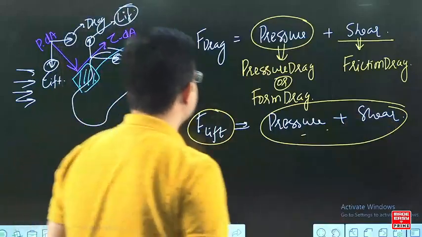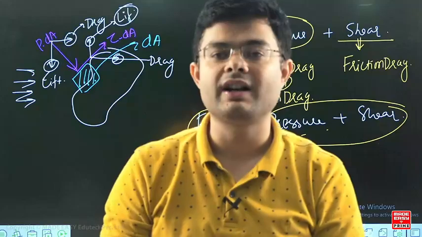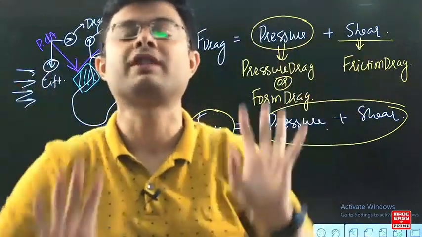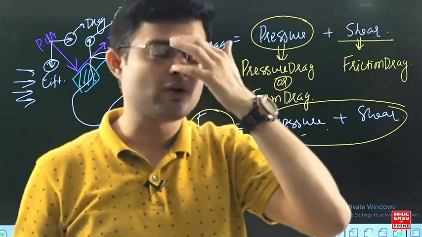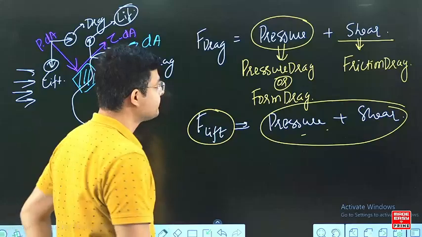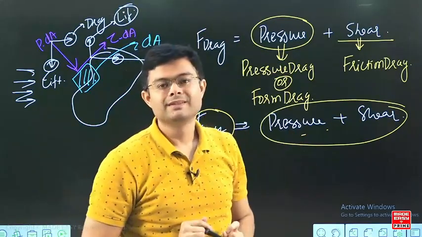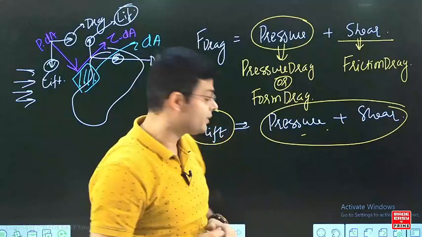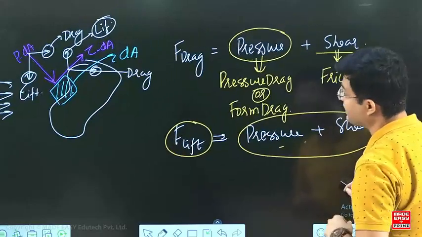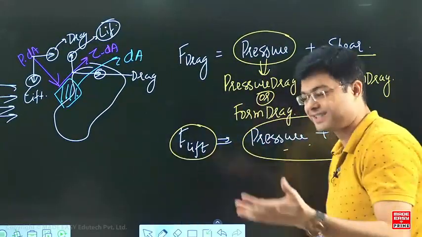But the most important thing is, drag is not a good thing. An aerodynamic engineer always tries to reduce the drag as much as possible. Drag is not a good thing. But what is actually happening is, drag is not a good thing, but drag will always come. Then what should an aerodynamic engineer do? The aerodynamic engineer, out of these two drags, is trying to figure out which one is more dangerous.